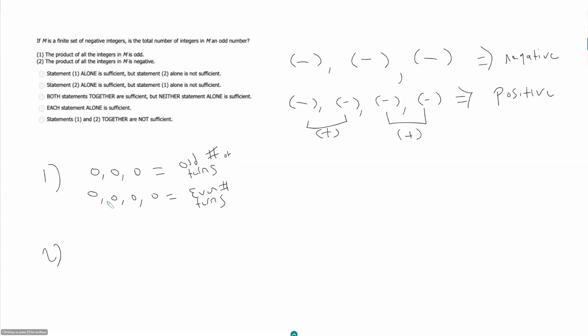Statement 2 says the product of all the integers in M is negative. So this means if the product is negative, we must have an odd number of terms, which answers our question. So I forgot to say, statement 1 is insufficient. Statement 2 is sufficient. And B is the answer.